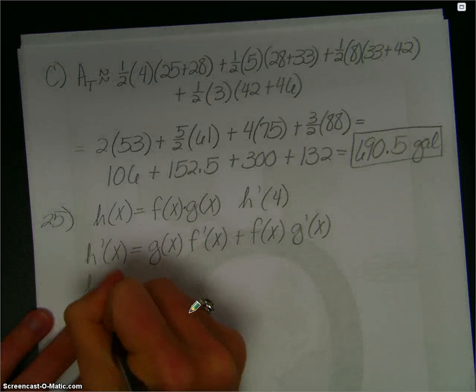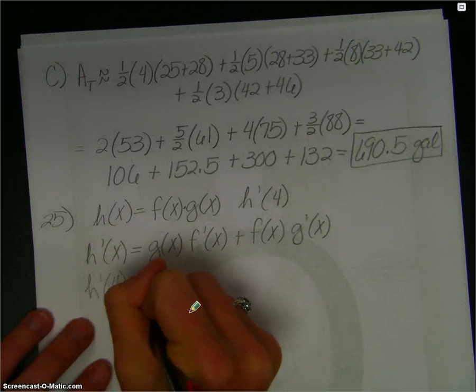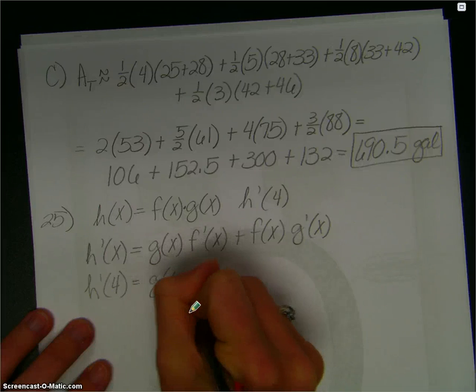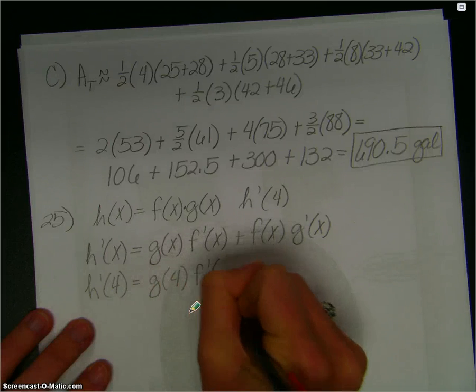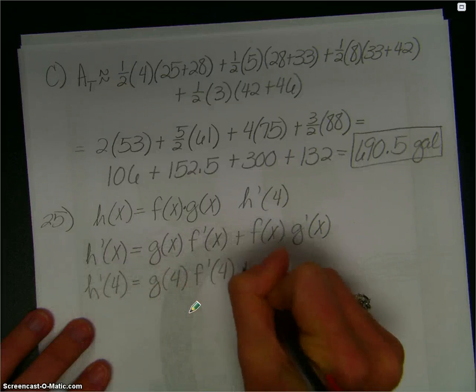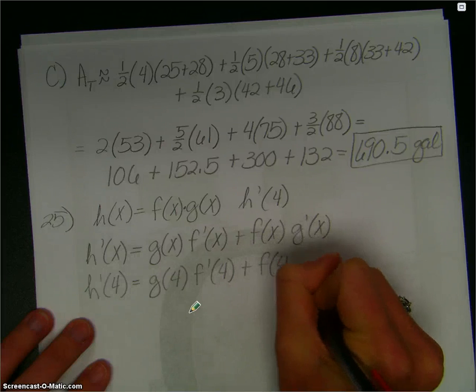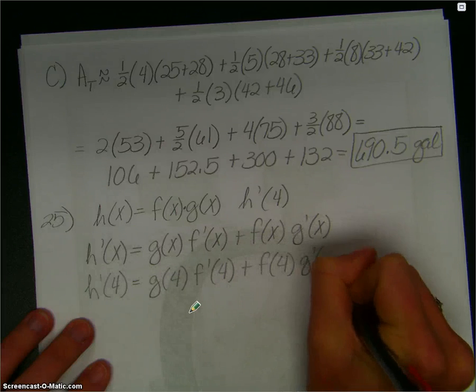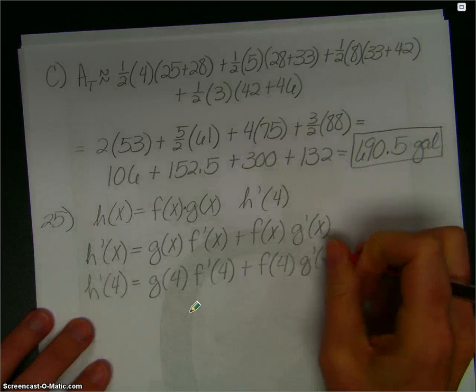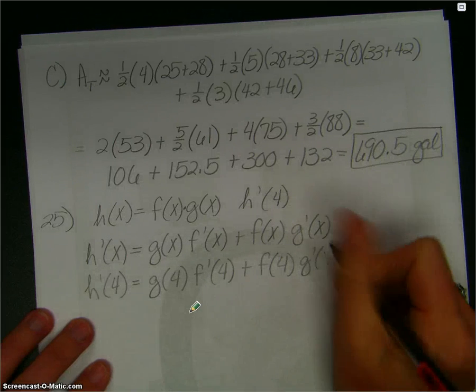All right, so let's fill in the 4 to that. And then I'm going to go and take a look at my graph. And G at 4 is going to be a point. The derivatives are then going to be the slopes at those points. So then I can go to my graph and look up what our values are for each one of these.